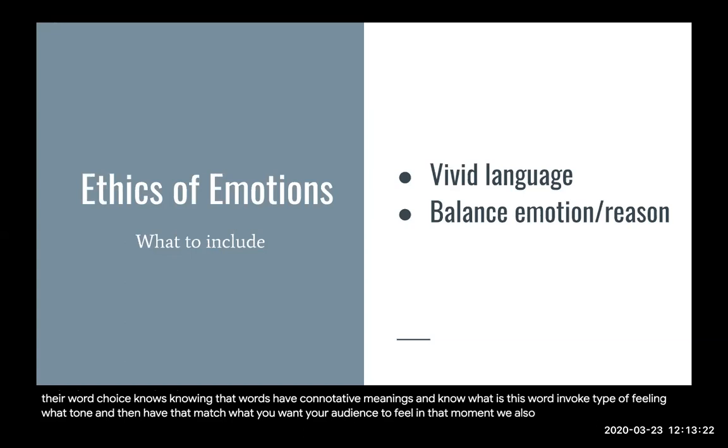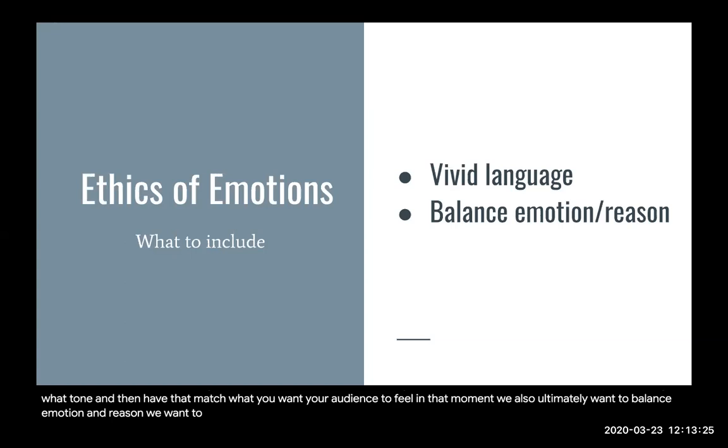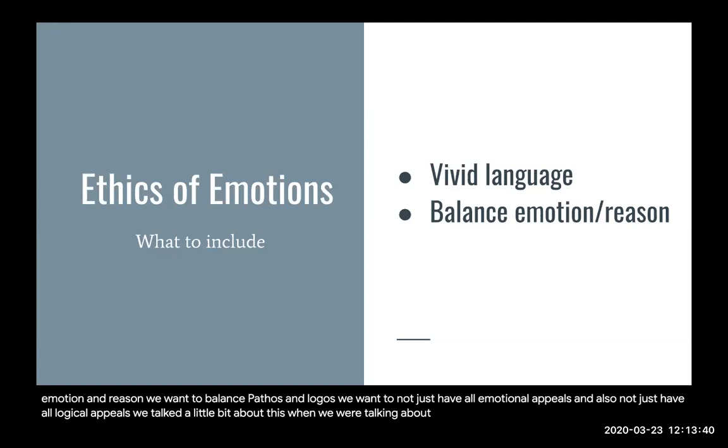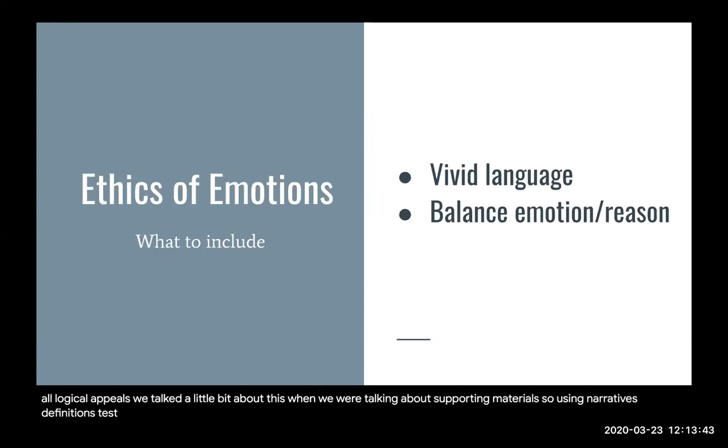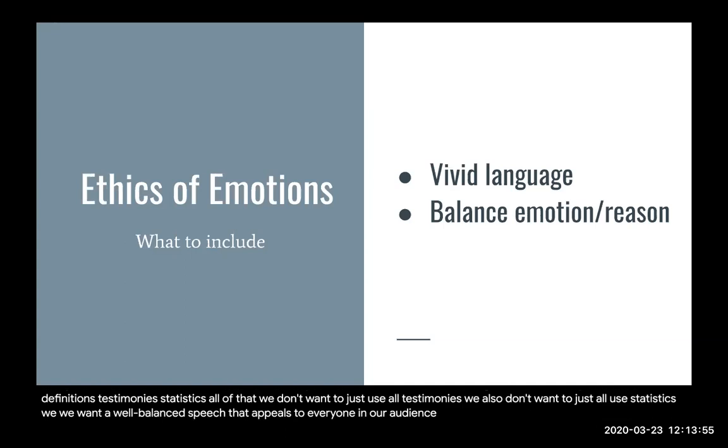We also ultimately want to balance emotion and reason. We want to balance pathos and logos. We want to not just have all emotional appeals, and also not just have all logical appeals. We talked a little bit about this when we were talking about supporting materials. So using narratives, definitions, testimonies, statistics, all of that. We don't want to just use all testimonies. We also don't want to just all use statistics. We want a well-balanced speech that appeals to everyone in our audience and doesn't rely too heavily on one or the other. So with that, I'm going to conclude our mini lecture on persuasive speaking.